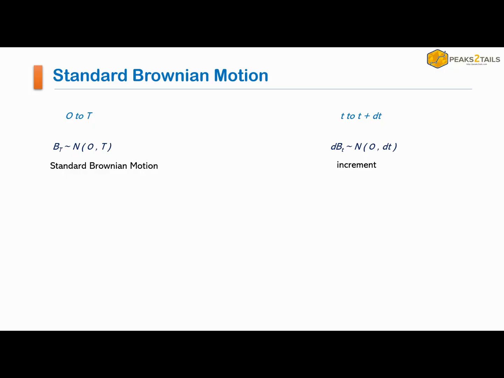So on the left hand side, we have the standard Brownian motion process. On the right hand side, we have dBt, which is the increment of the standard Brownian motion. Visually, it looks something like this. Let's look at an Excel animation for this.